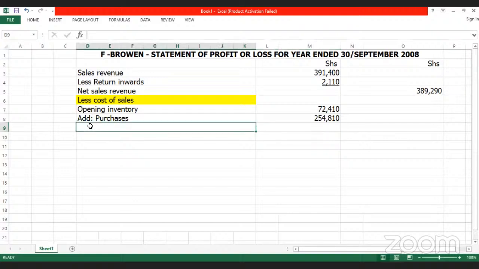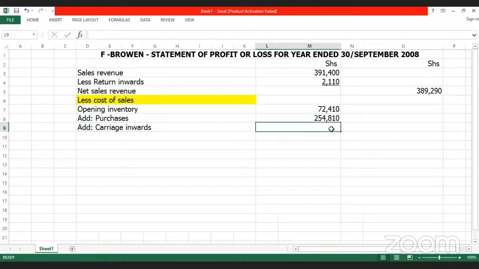But in the process of purchasing, sometimes the business may incur carriage inwards, carriage of the purchases. So do we have carriage inwards? Yes, we have carriage inwards. How much do we have? 760. Okay, carriage inwards, we have 760.